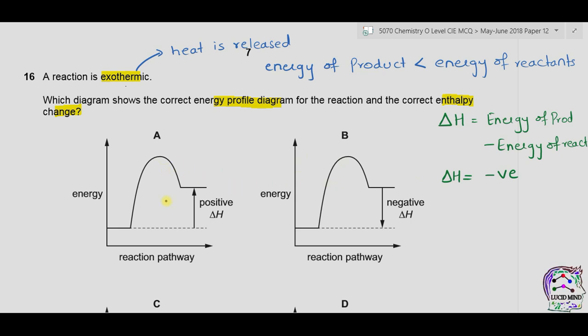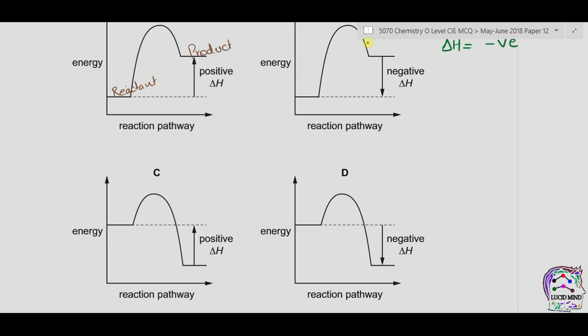Let's move towards these diagrams. First thing is the energy of reactants. This is reactant and this is the product. Now the energy of product should be less than the energy of reactant, so therefore A is incorrect. Similarly in B you can see that the energy of product is not less than the energy of reactants, so this is also wrong. In part C and part D we can see that the energy of product is less than the energy of reactant, but in part C enthalpy change is positive, which is incorrect. It should be negative. Correct answer is therefore D.